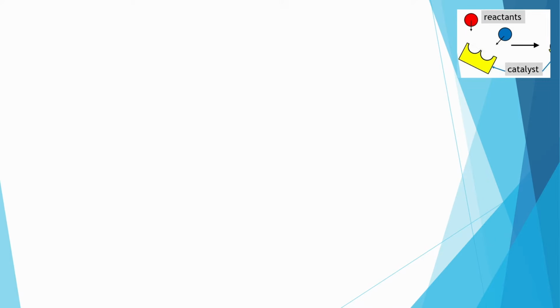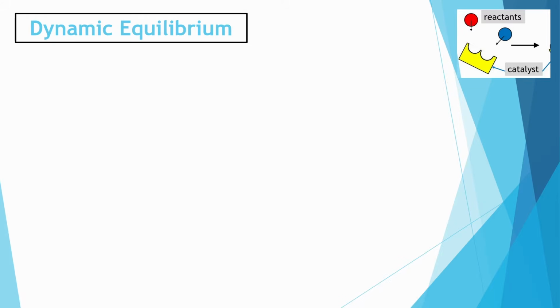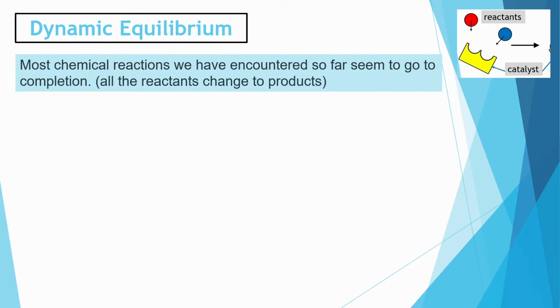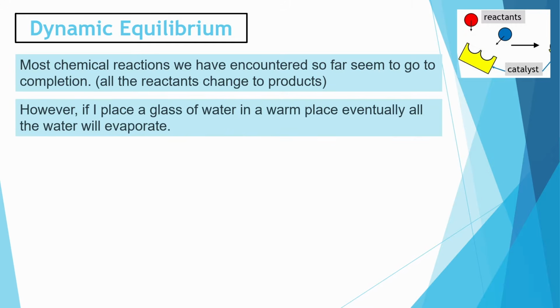Okay, so equilibrium, often we call it dynamic equilibrium, and the reason we call it dynamic equilibrium is because the reactions, well, we'll talk about this in a second. For most chemical reactions, we think that we add two reactants together and they produce a product, right? And that all of the reactants have been turned into product. However, that's not always true.